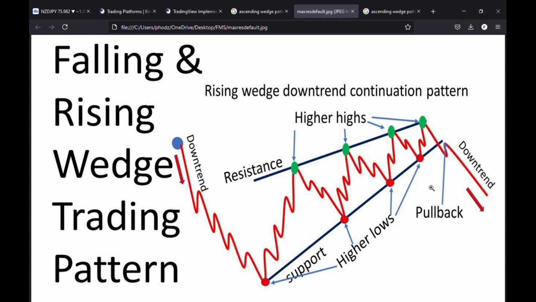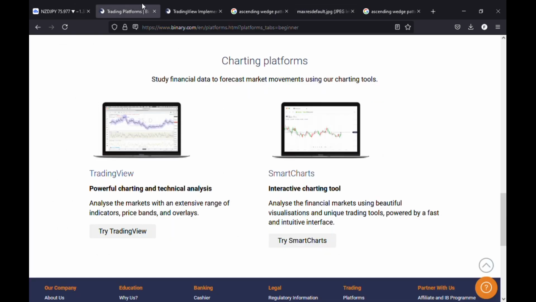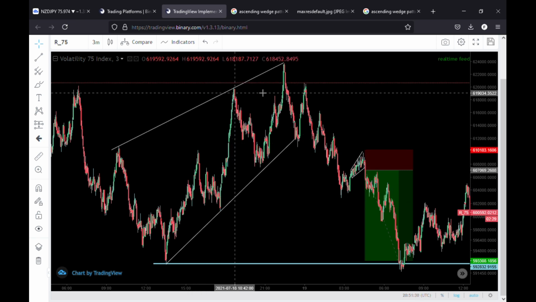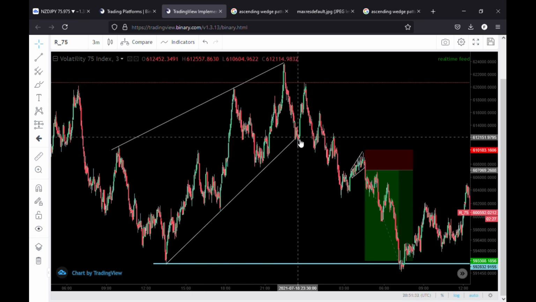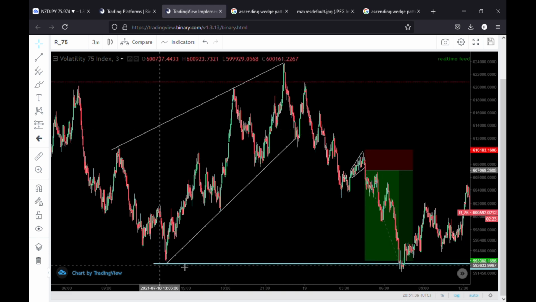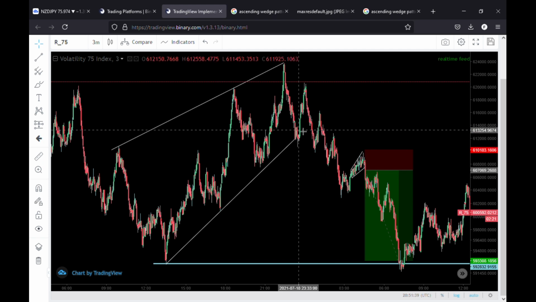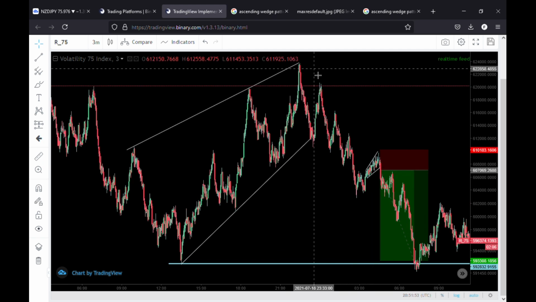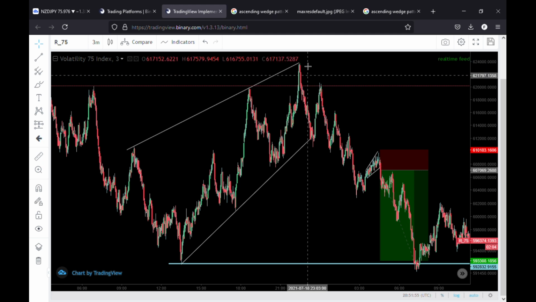So this is what I'm doing on my trade right here. This is the wedge. Once it has broken out, we know that it's coming down here. So that's why I took this trade. But then let's talk about the entry. Why did I enter right here? Because the most sensible entry would be up here.